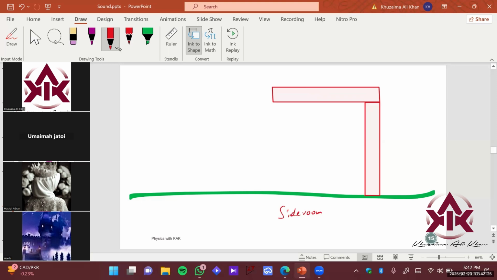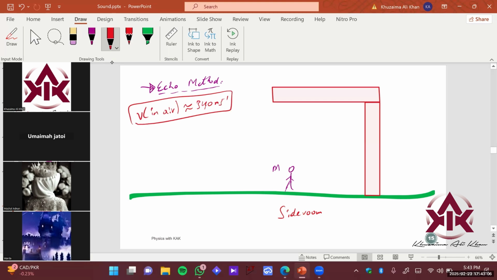So now let's say this is Mashal standing here. She is standing over here, and she is going to use the echo method to find the speed of sound, right? And we know that the speed of sound in air should be roughly equal to 340 meters per second, right?